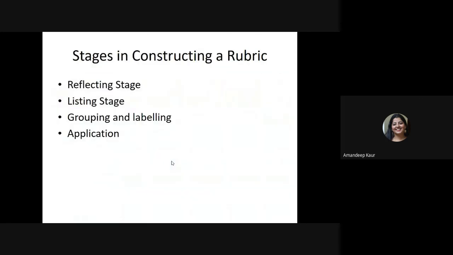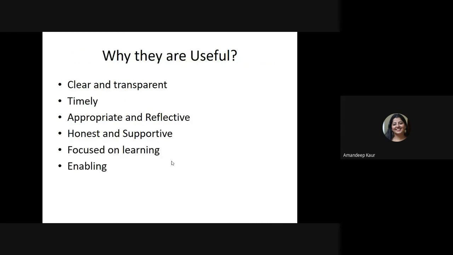So the stages in constructing a rubric: reflecting on why I'm giving this activity, listing what needs to be the important dimensions of this activity, grouping and labeling how many dimensions we can group or label together, and after the completion of the activity, what will be our next agenda. So those are the stages.